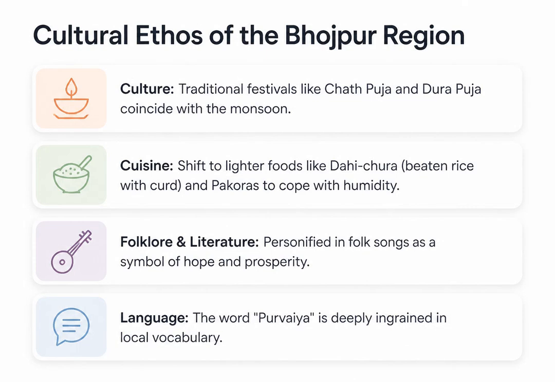The Purvaiya isn't just a weather event, it deeply influences the cultural ethos of the region. Culturally, major festivals like Chhath Puja are tied to the agricultural cycles dictated by these rains. The humid weather even changes the local cuisine, prompting a shift toward foods like dahi chura and pakoras. In folklore and literature, the Purvaiya is frequently personified in songs and stories as a harbinger of hope and prosperity. It is a beautiful example of how environmental factors shape human culture.